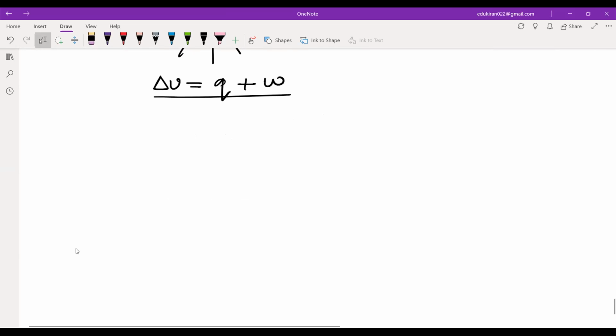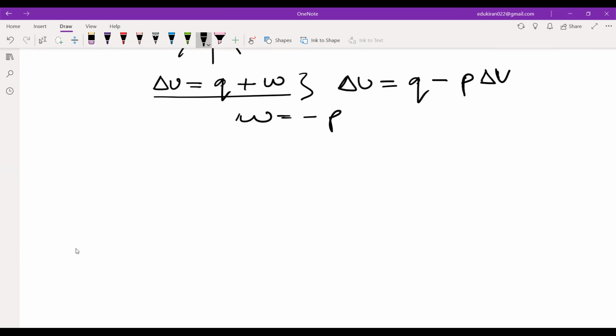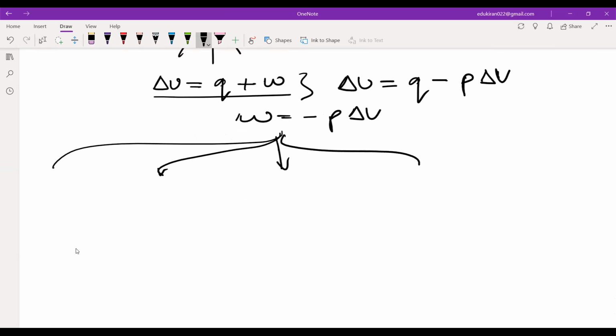Then we had delta U. We also saw that delta U was equal to Q minus P delta V, because we wrote W was equal to minus of P delta V. Then we had some specific ways of writing this. If I had isochoric, if delta V was equal to 0, then I wrote that delta U is equal to QV.